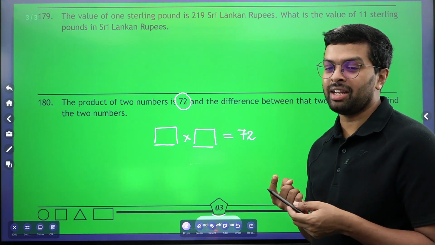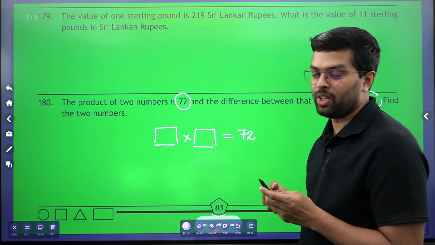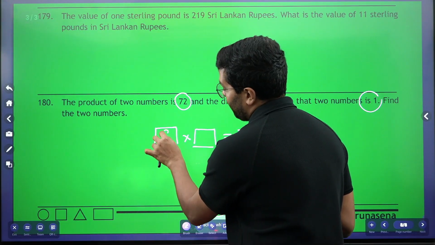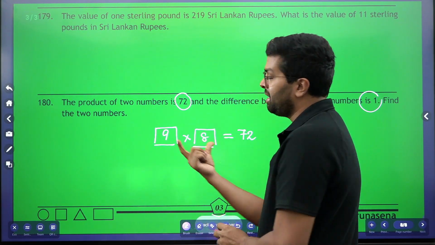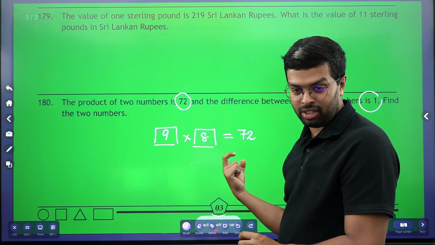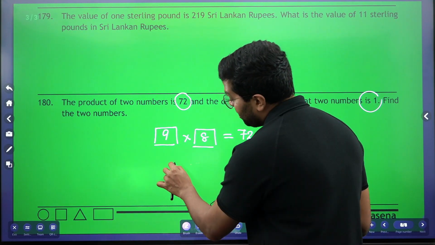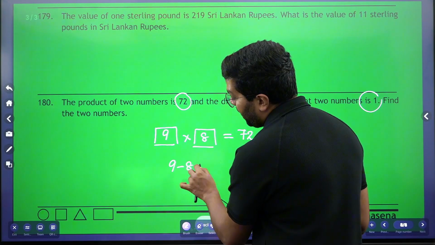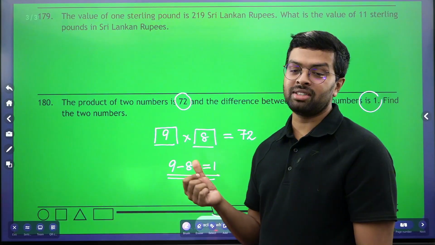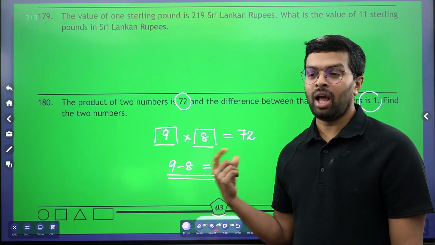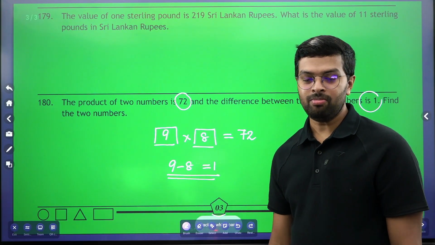So what are the two numbers? Yes, you need to think a little in order to get the answer. What do you think? Let's say you multiply 9 by 8. 9 times 8 gives you 72. Here the difference between 9 and 8 is 1. So what is the answer? The two numbers they are talking about are 9 and 8.